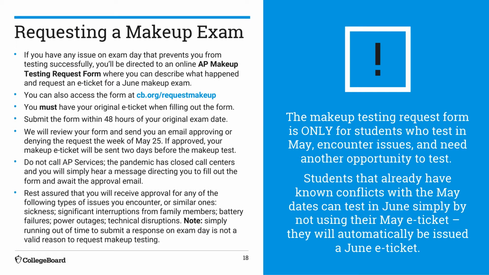Makeup test. So if you don't take the test on the May date at all, you don't even use your ticket, it'll automatically become used. It'll automatically work for the June date. You don't have to apply or petition for anything. If you have an issue, you're going to submit a request makeup form at this website, cb.org/requestmakeup. You have to have your original e-ticket.